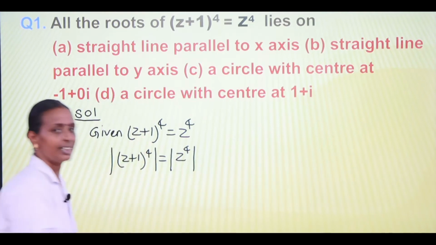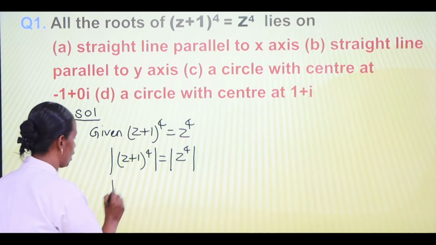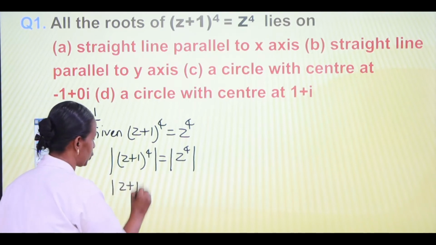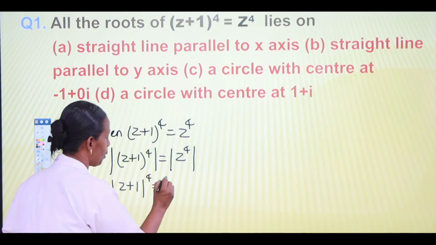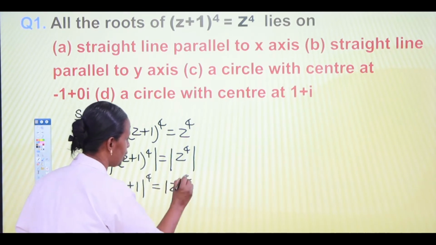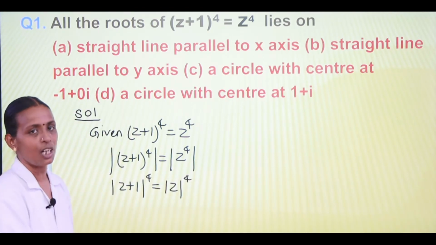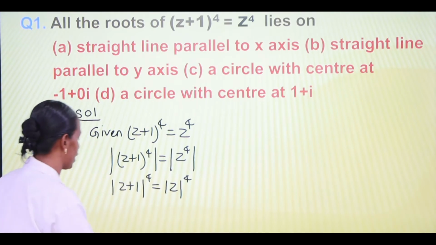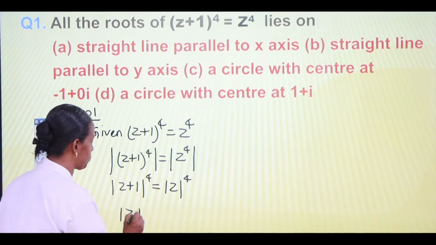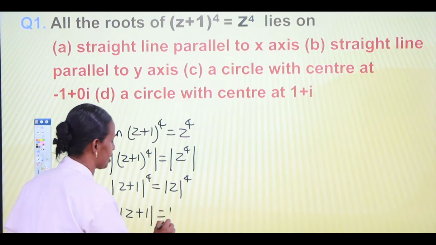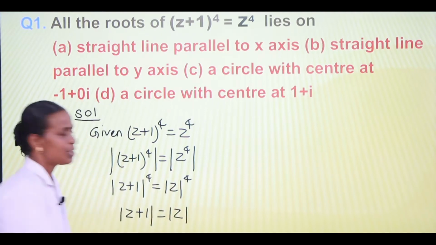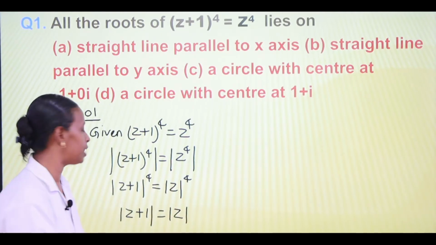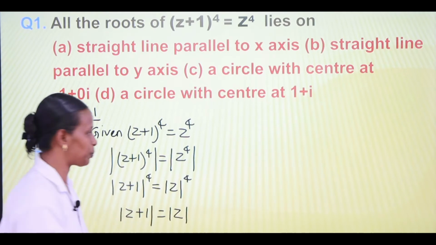We know very well this can be written as modulus of (z plus 1) the whole to the power of 4 equal to modulus of z power 4. Now raising the power as 1 by 4 on both sides, what will happen? Modulus of z plus 1 equal to modulus of z. So z is nothing but a complex number, so let us take z as x plus iy.